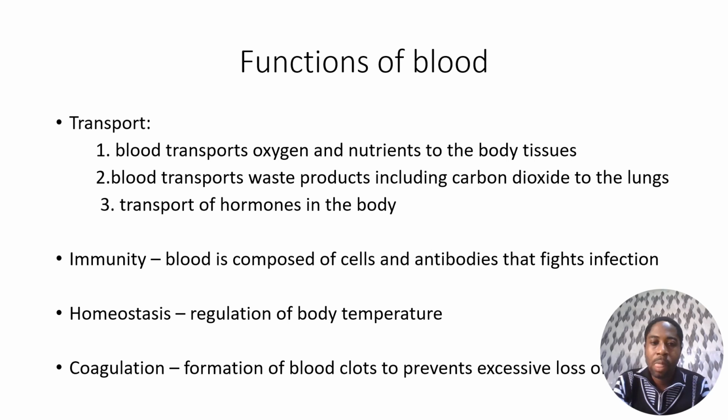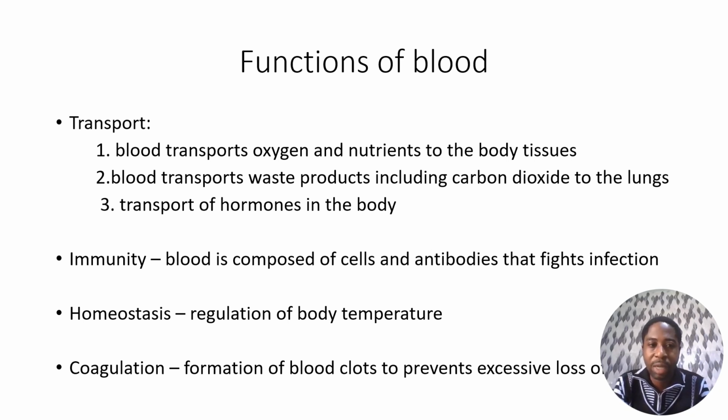Functions of blood. Blood performs very important functions in the body. These include, 1. transport of substances in the body, 2. provision of immunity or protection against infection in the body, 3. Homeostasis, that's regulation of normal body conditions. And then 4. Coagulation, that's formation of blood clots to prevent excessive bleeding during injury. So I'll take them one after the other.